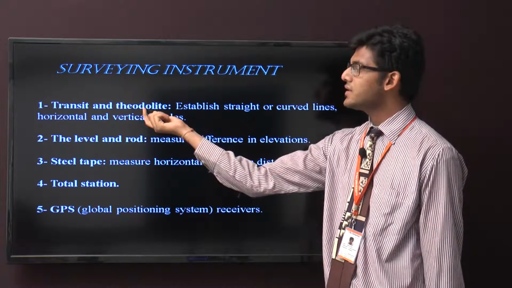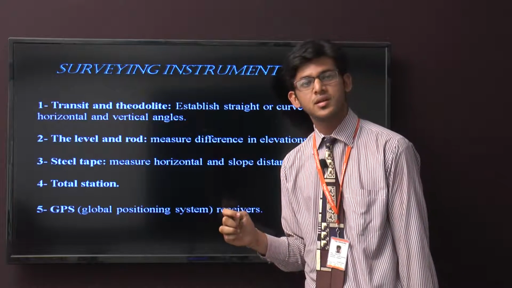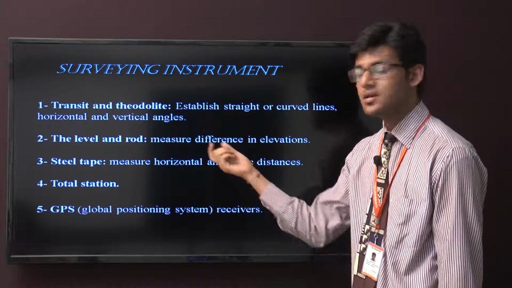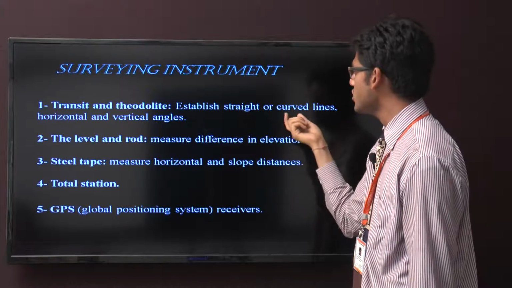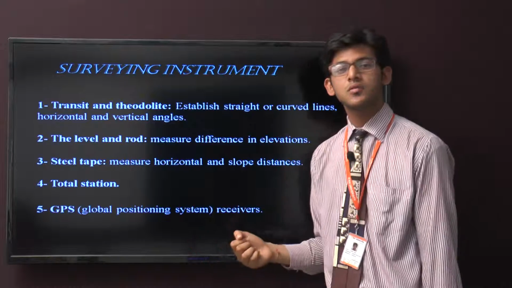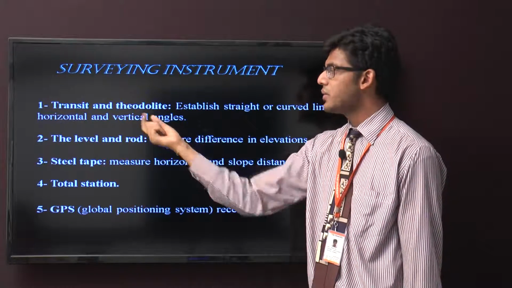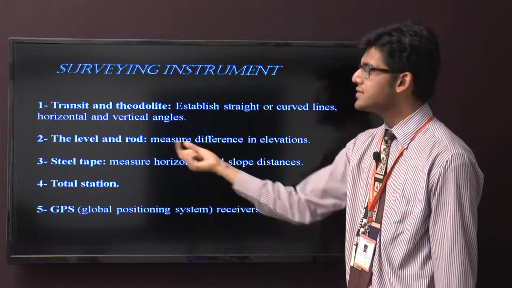First is the transit and theodolite. It is the basic instrument in which you can directly measure the vertical distance, horizontal distance, angles, and all the methods in one instrument. You can also measure curves, horizontal and vertical angles, and in the same way distances, and it is the simple method of the theodolite.